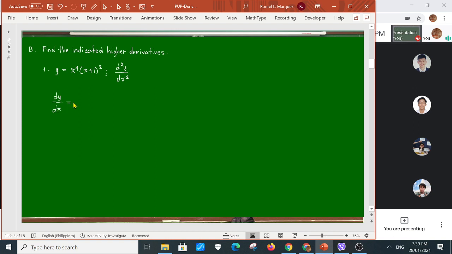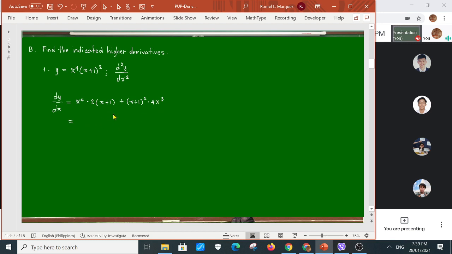That is equal to the first times the derivative of the second. What's the derivative of the second? Drop the exponent because that is general power. Copy the base. Subtract 1 from the exponent, so 1 now. Derivative of the base, 1, so no need to write. Plus the second, x plus 1 raised to 2 times the derivative of x to the 4th, that is 4x cubed. Okay?